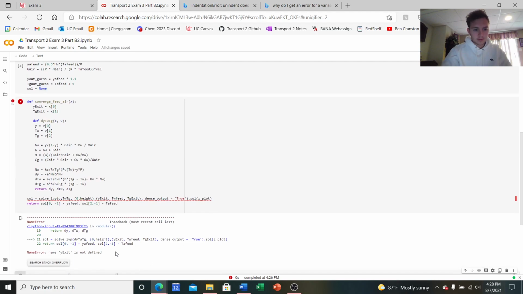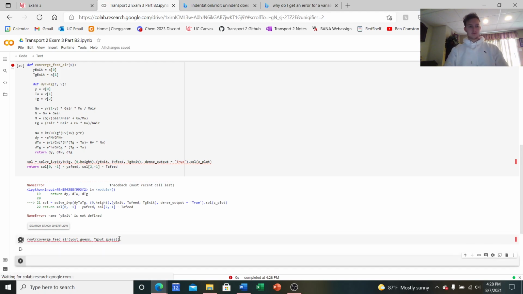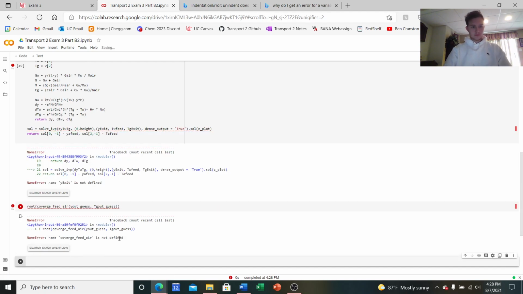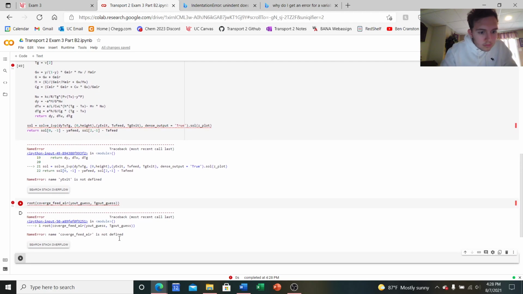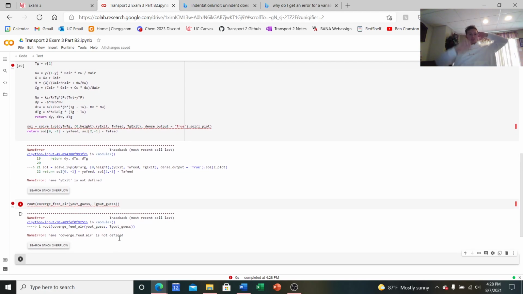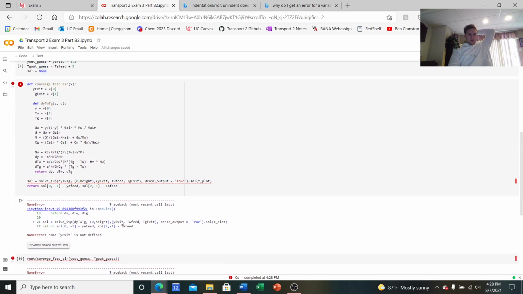And of course, I used the capital for that one. So these will be our inputs for the root solver. And see, that's the issue. It seems like it's not going to this equation up here.